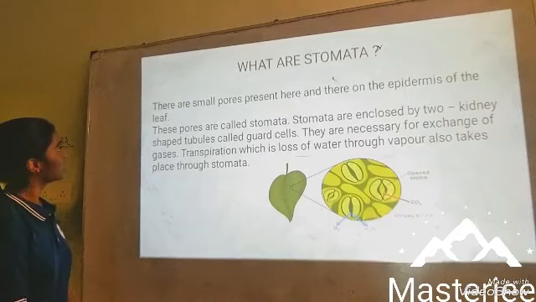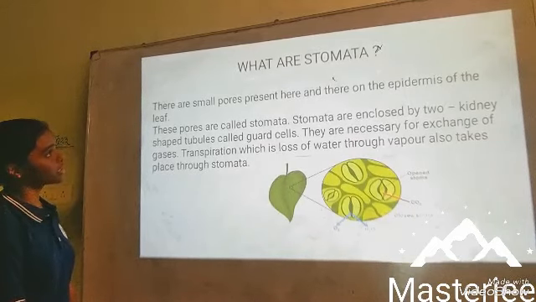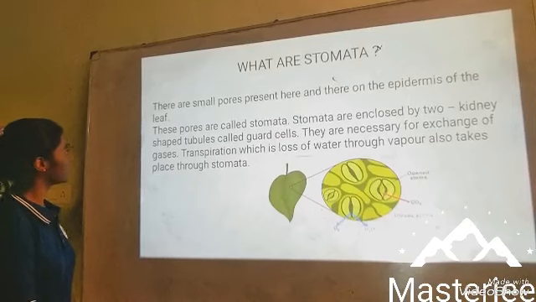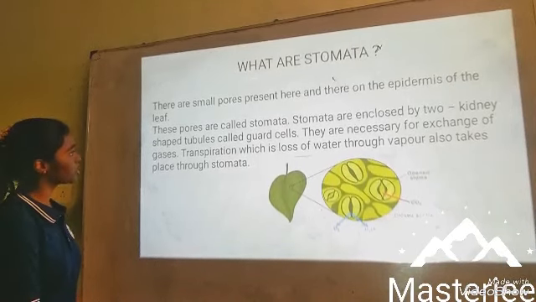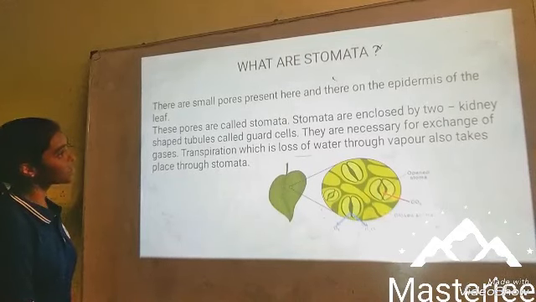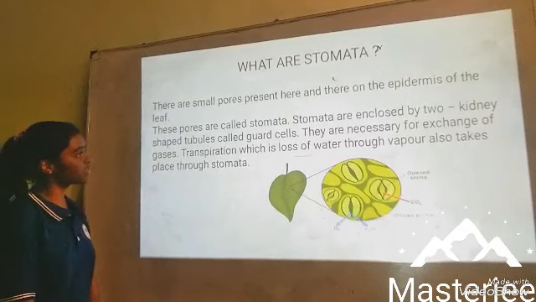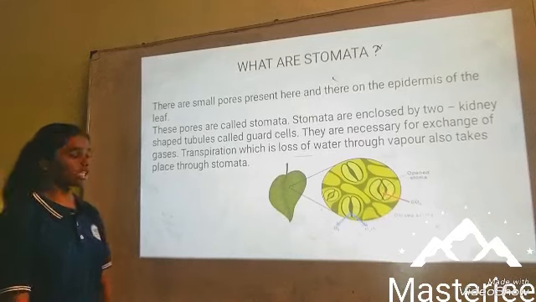What are stomata? There are small pores present on the surface of the leaf. These pores are called stomata. Stomata are enclosed by two kidney-shaped cells called guard cells. They are necessary for exchange of gases. Transpiration, which is loss of water as vapor, also takes place through stomata.